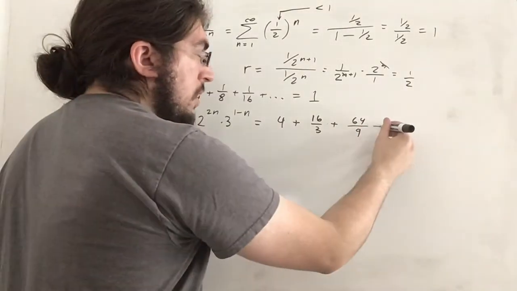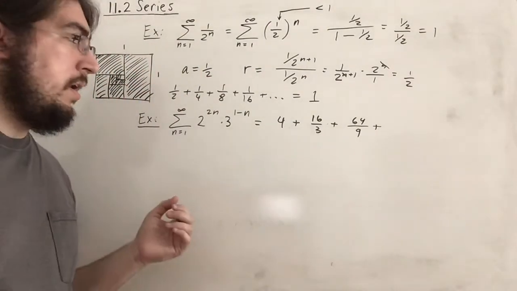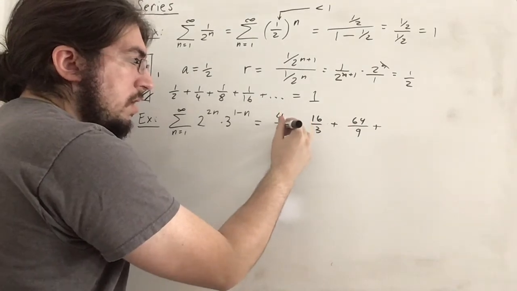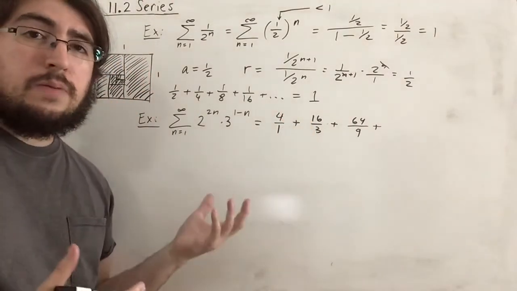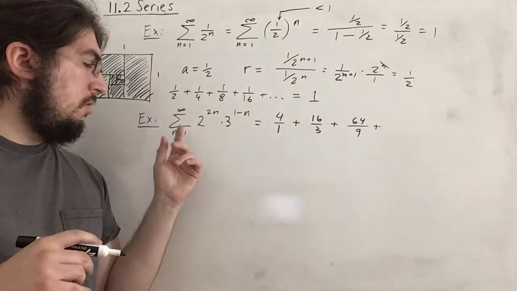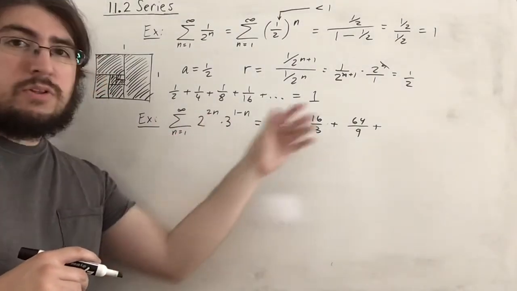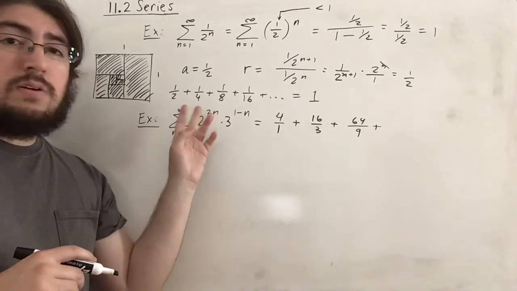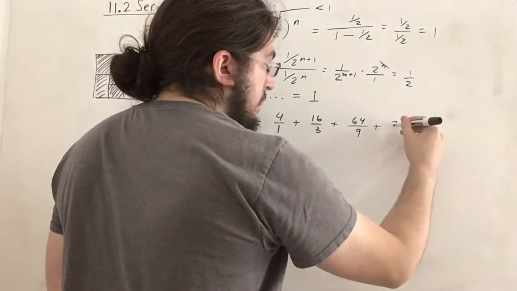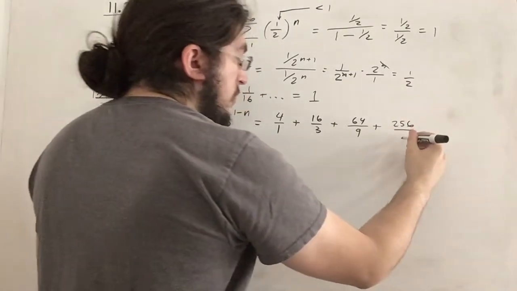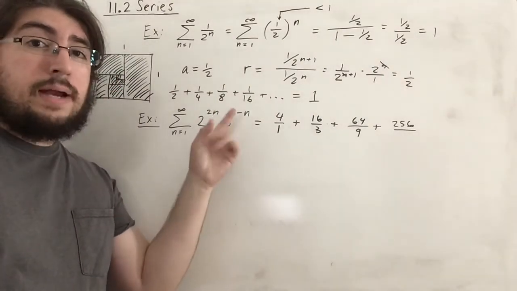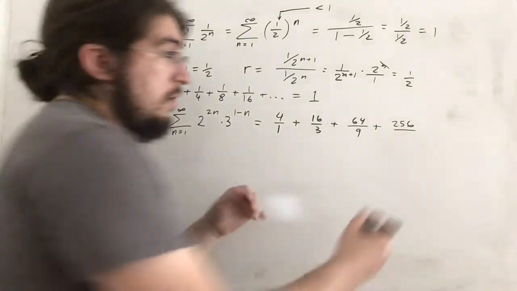Okay, let's just do one more, just to see if we can figure out what's going on. By the way, if we want to write these as fractions, might as well write 4 as 4 over 1, just to see the pattern here. So plugging in 4 now, because we're in the 4th term of the series, 2 to the 2 times 4 is 2 to the 8th. 2 to the 8th is, I think, 256. Over, plugging in 4, we'll have 3 to the 1 minus 4, which is 3 to the negative 3. That's 1 over 27.